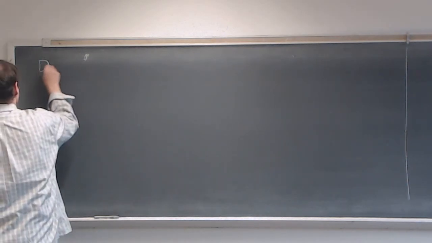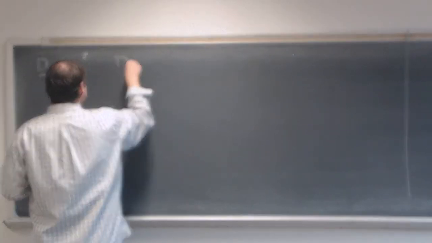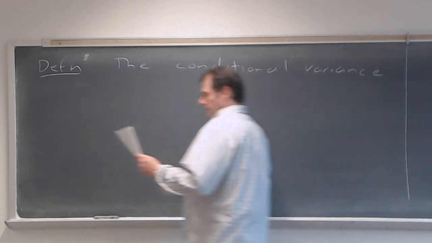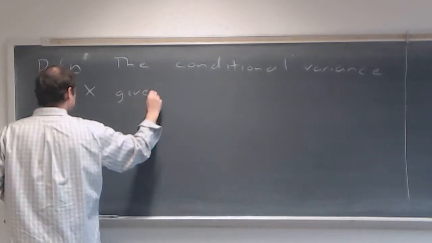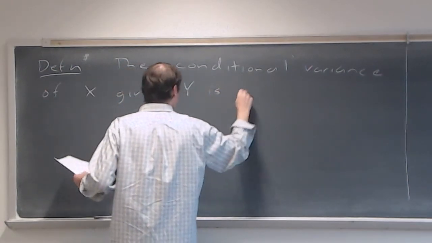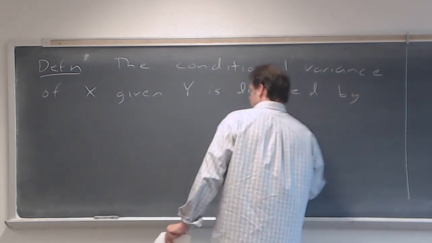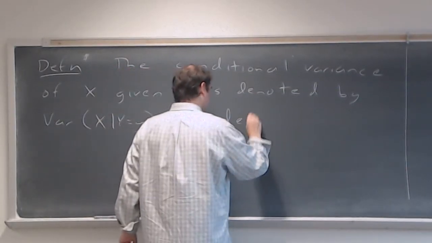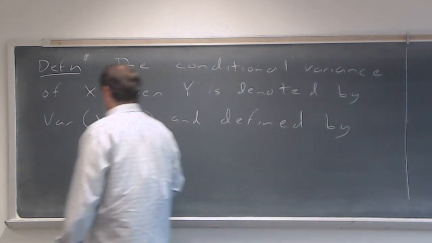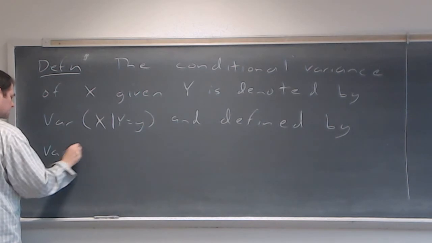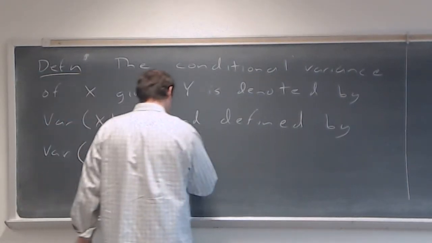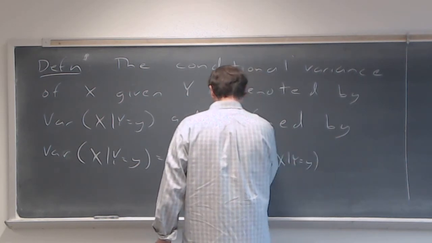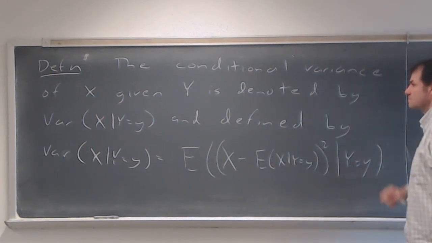So the definition of conditional variance is as follows. The conditional variance of x given y is denoted by the variance, conditional variance of x given y equal to y, and defined by: the conditional variance of x given y equal to y is the expected value of x minus the conditional expected value of x given y equal to y, that quantity squared, given y equal to y. So that's its definition.